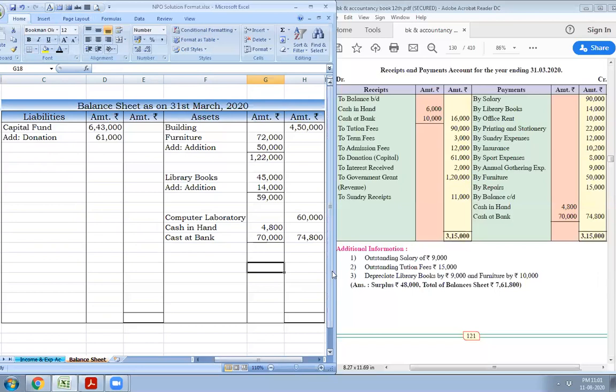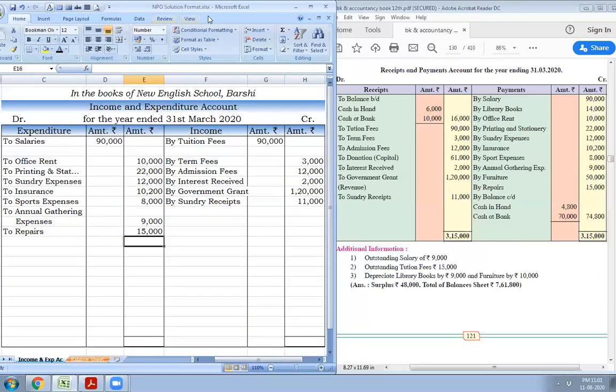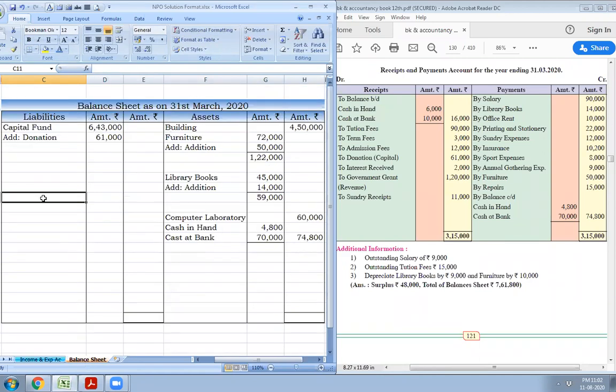Now the adjustment part, outstanding salary rupees 9,000. Let us add it to the expenditure, that is the salary. Add outstanding rupees 9,000. Total salary for the year is rupees 99,000. Second effect, we will record to balance sheet liability side. Outstanding salaries rupees 9,000.